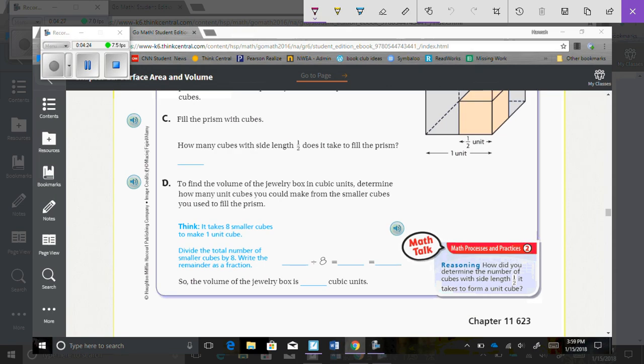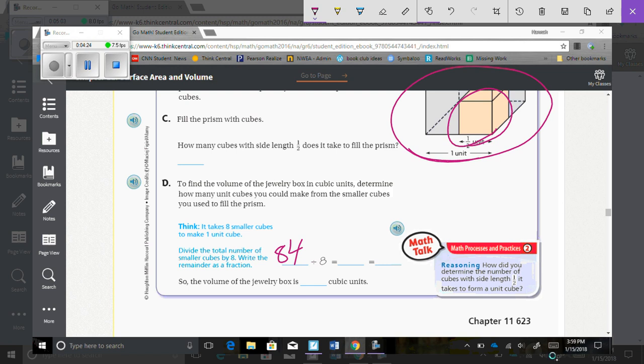So to find the volume of the jewelry box in cubic units, determine how many cubic units you would make from the smaller cubes to fill the prism. If it takes 8 smaller cubes to make 1 unit cube, remember we talked about that, we have 8 of these little ones to make the whole unit cube. So divide the total number of small cubes by 8. We're going to take those 84 cubes and divide that by 8, because that's how many of those 1/2 unit cubes it took to make 1.